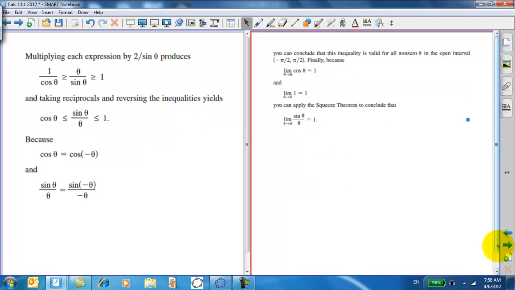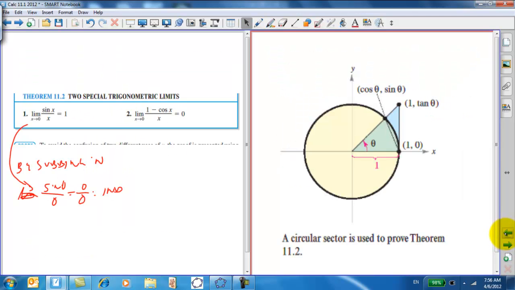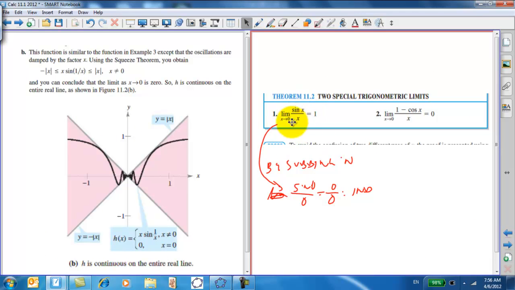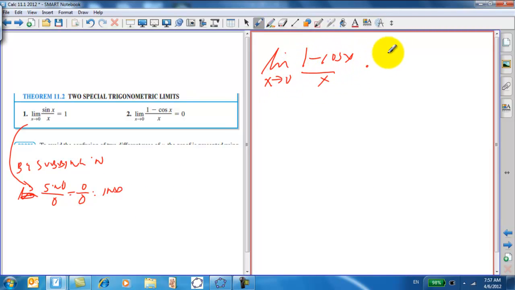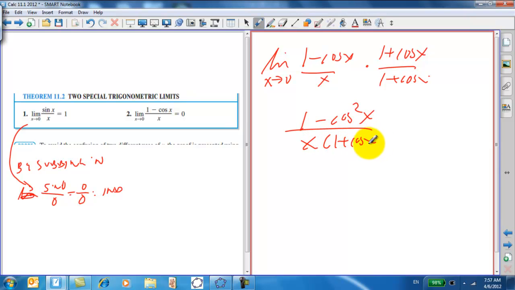Now I'm not going to hold you responsible for this formal proof, but I do want you to know these two theorems. And in fact, once you know this one theorem, sine x over x equals 1, you can do this one by just the following little proof. If you take the limit as x goes to 0 of 1 minus cosine x over x, you can figure this out by multiplying by 1 plus cosine x over 1 plus cosine x. So you get 1 minus cosine squared x over x times 1 plus cosine x. Still the limit as x goes to 0. 1 minus cosine squared is sine squared x.